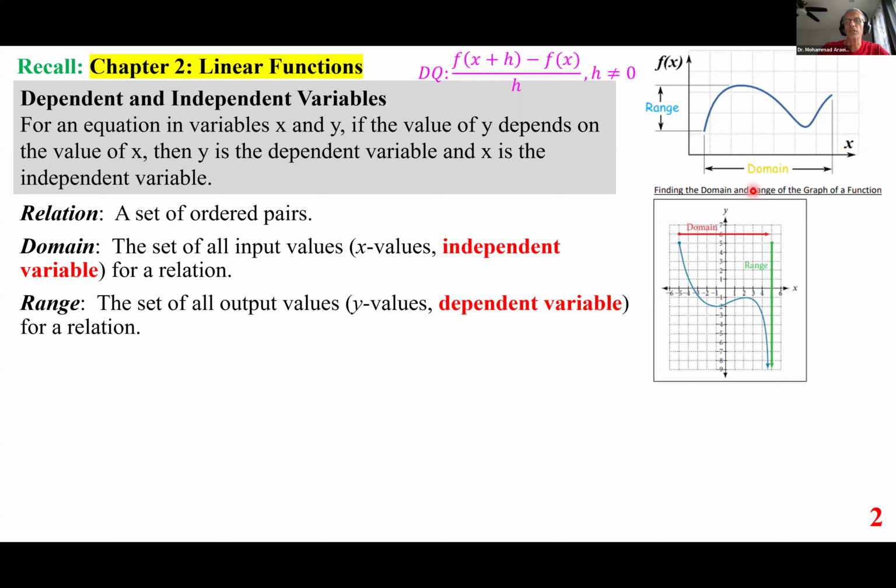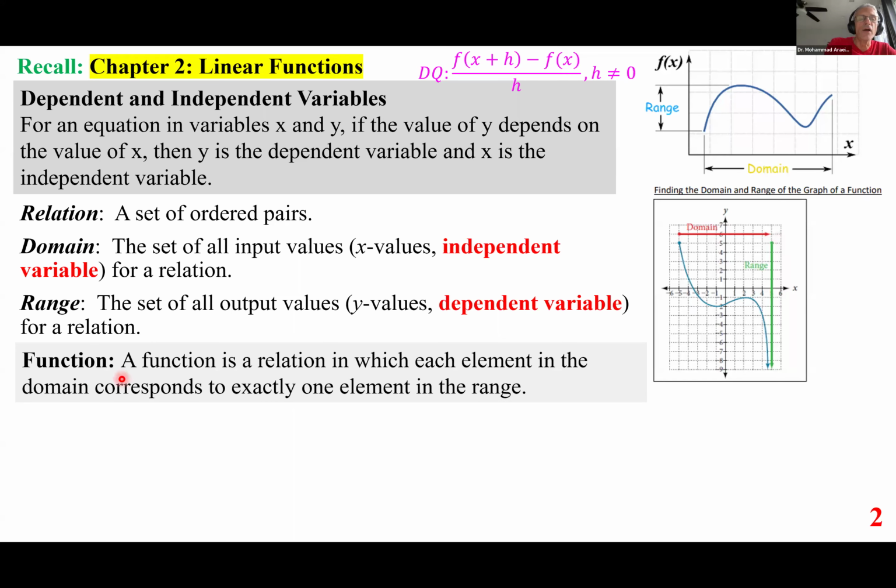So for example, in this graph, the domain, you can try to put it along the x-axis to see what it covers. It covers from here to here. And because of this arrow, this continues indefinitely. Because of this dot, it stops here. And the range is from negative infinity and stops here.